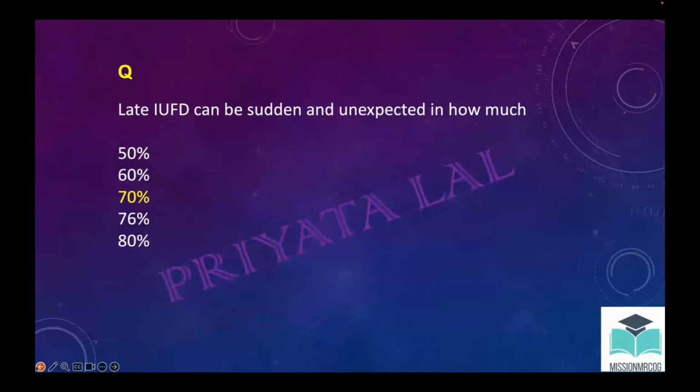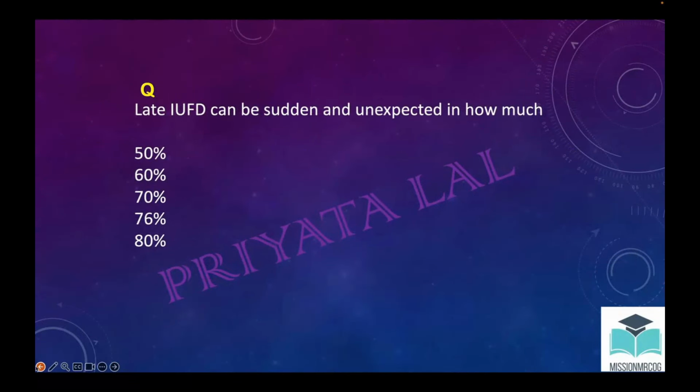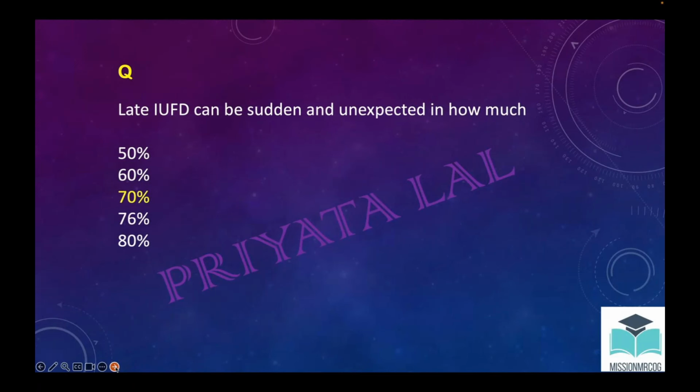Now though the late IUFD can be sudden and unexpected, how much percentage? Though I have already shown the answer. So in 70% of the cases, late IUFD can be sudden and unexpected. Okay, this percentage is important for the part 2 people, newly given in this guideline. Previously it was not there.